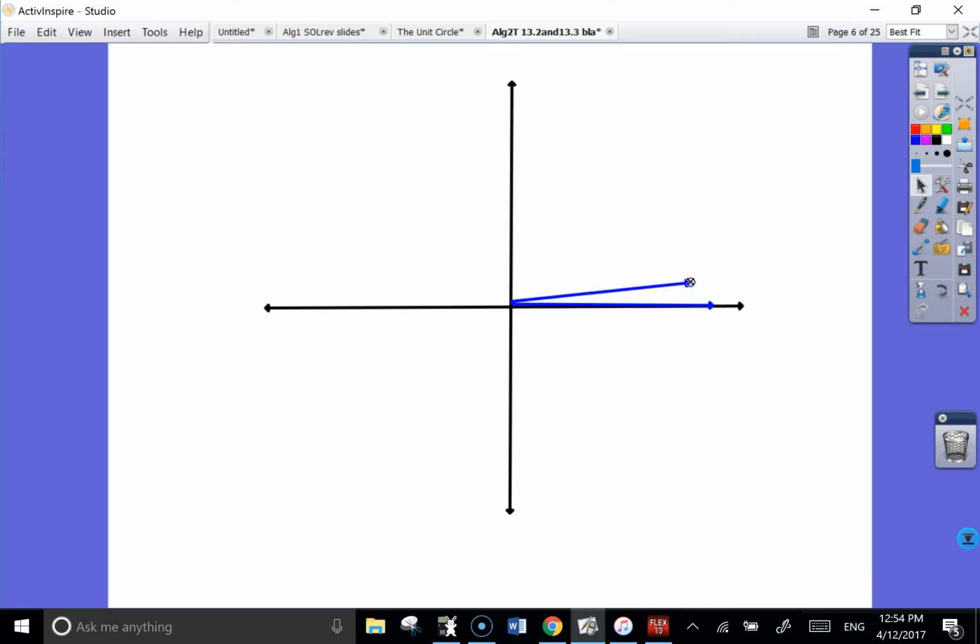So again, now if the terminal side and the initial side are in the same place, then how much is the angle opening up? 0, right? That's an angle of 0. What if I went all the way around the circle once? That would be a positive 360. What if I went all the way around in a clockwise direction? That's negative 360. But note that in all three cases, the terminal side was on the positive x-axis.